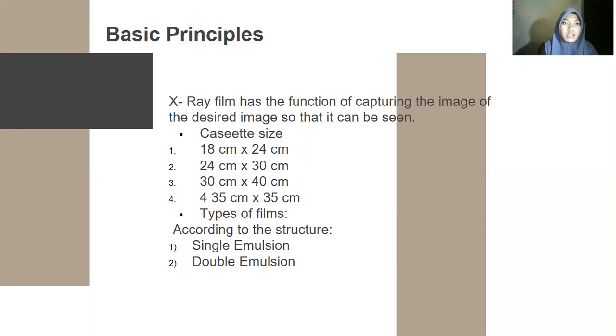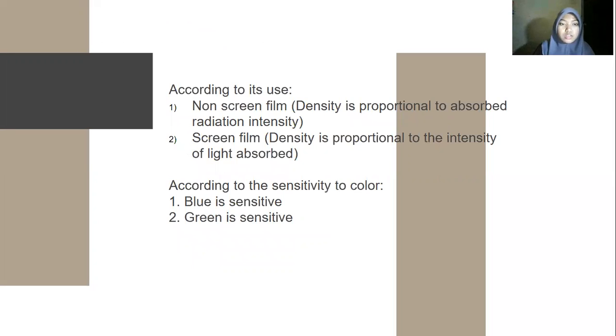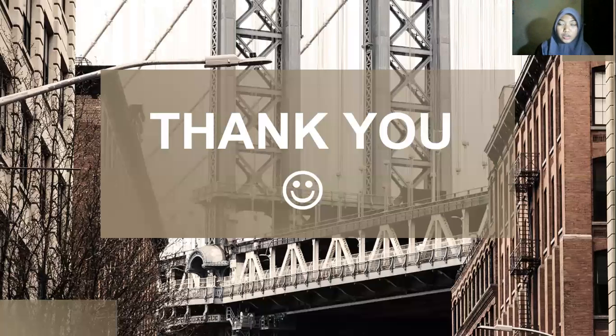Basic principles. X-ray film has the function of capturing the desired image so that it can be seen. As for types of film, according to the structure: first, single emulsion, and second, double emulsion. According to its use: first, non-screen, and second, screen film. According to the sensitive color: blue sensitive and green sensitive.